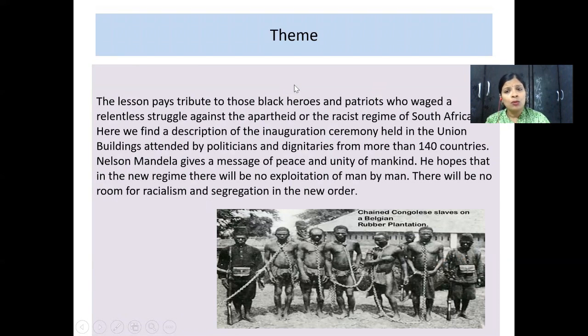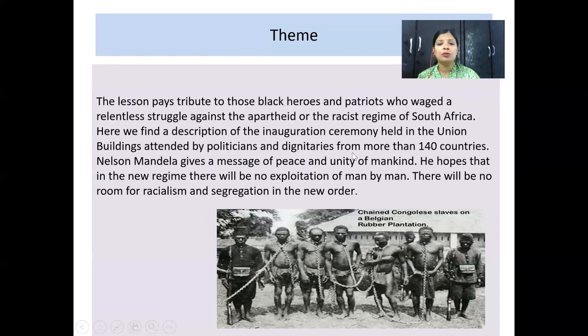Now, theme is always very important, children. Whenever you are reading, you must always make note of the theme. So here goes the theme. The lesson pays tribute to those black heroes and patriots who waged a relentless struggle against the apartheid or the racist regime of South Africa.